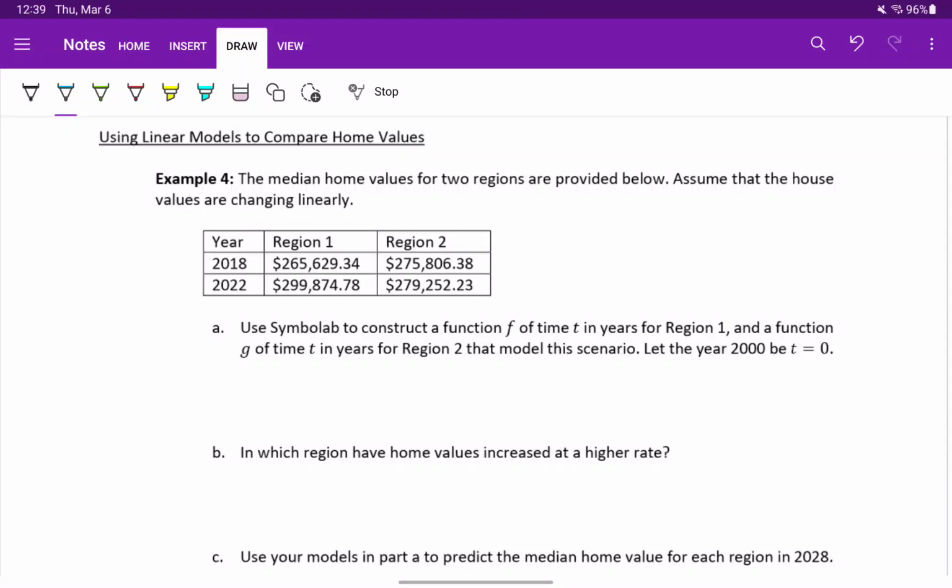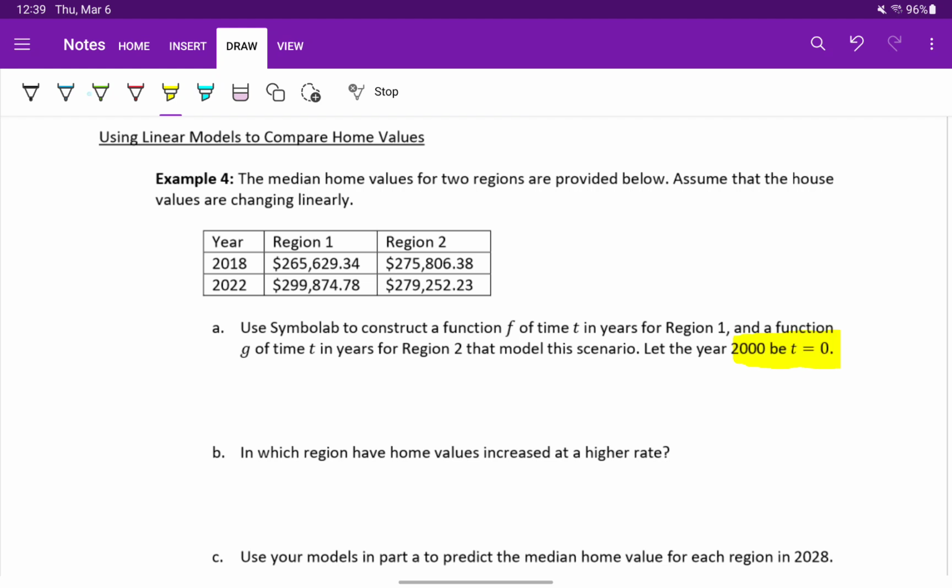In example 4, we're given the median home values for two regions, and we're told to assume that the house values are changing linearly, which means a linear model would be appropriate for this scenario. In part A, we want to construct a function f of time t in years for region 1, and we want a function g of time t in years for region 2 that model this scenario, and we want to let the year 2000 be t equals 0.